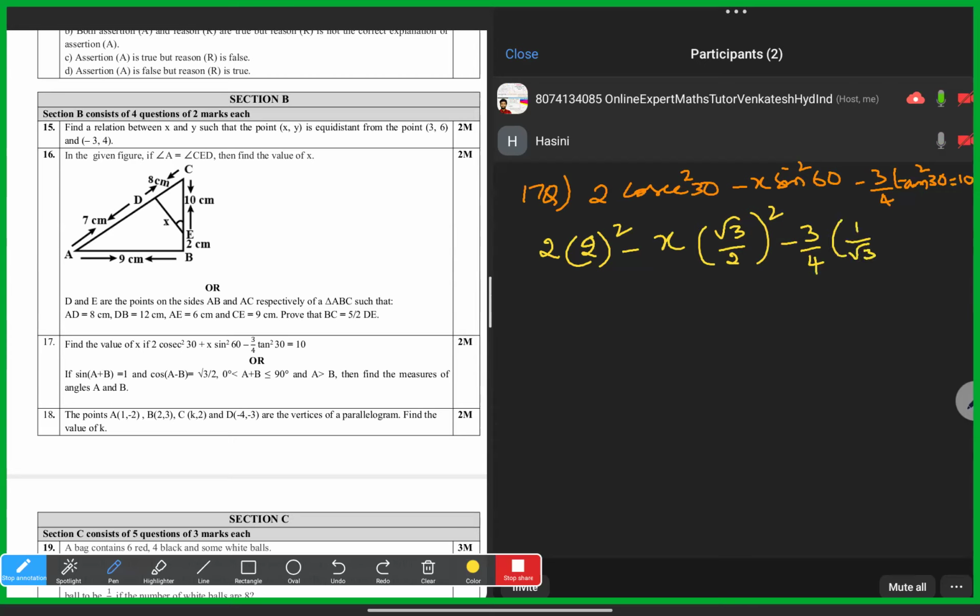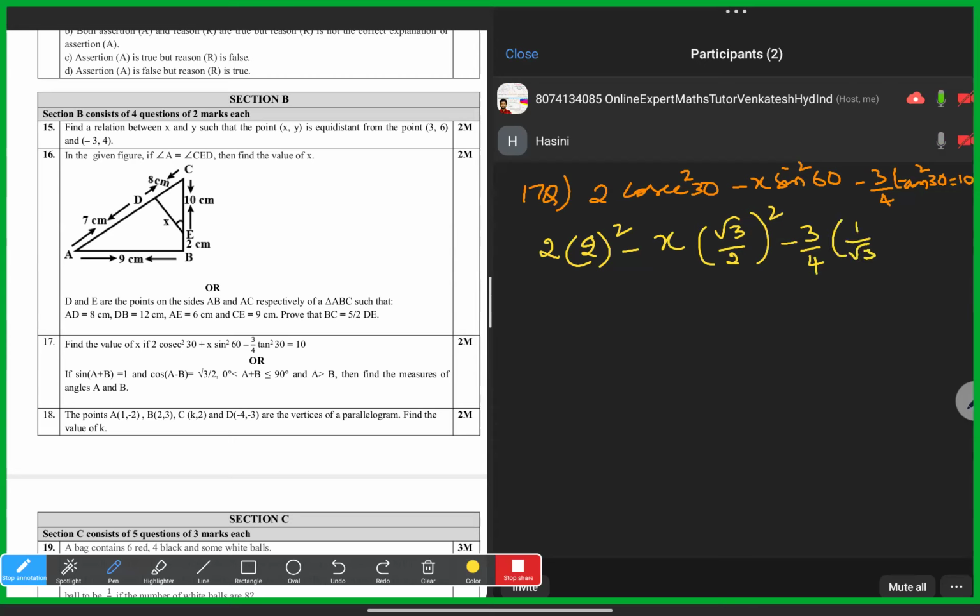So 2 into 2 square is how much? 4. Minus x into root 3 by 2 whole square: the square is for both numerator and denominator, so root 3 square becomes 3 and 2 square becomes 4. Then minus 3 by 4 into 1 by root 3 whole square: again the square applies to numerator and denominator, 1 square is 1, root 3 square is 3, is equal to 10.